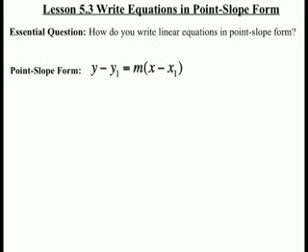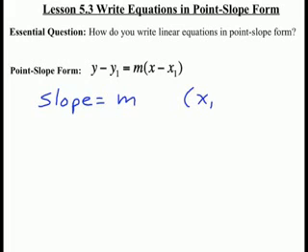Now in point-slope form, we have to identify two things. The first thing we identify is the slope, and that's the m. The second thing we identify is a point, and the point is our x1 and our y1.